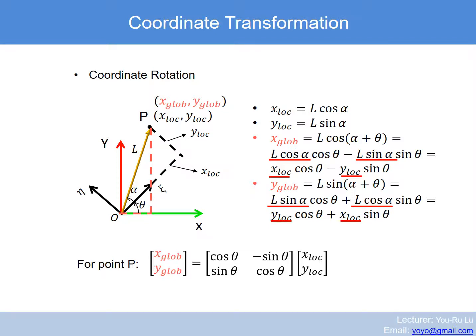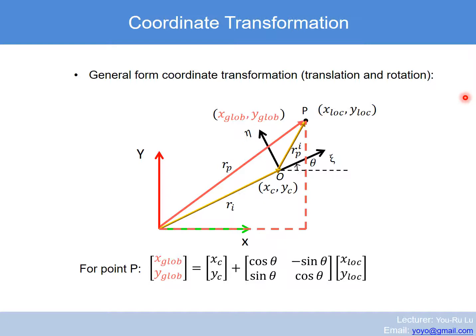If we write it down in matrix form, we can get something like this. And the matrix here, we have another name for it. It is called rotation matrix, since it describes the rotation transformation of a coordinate.